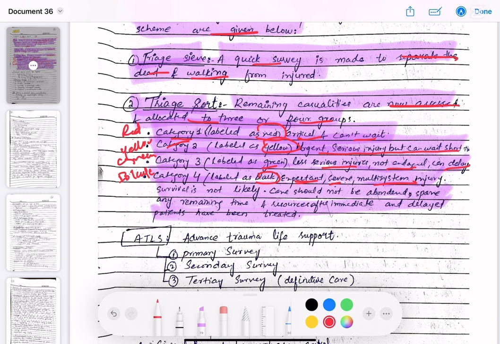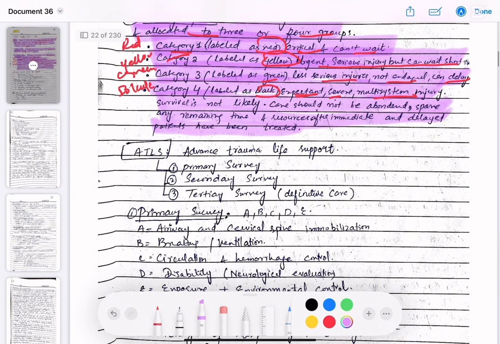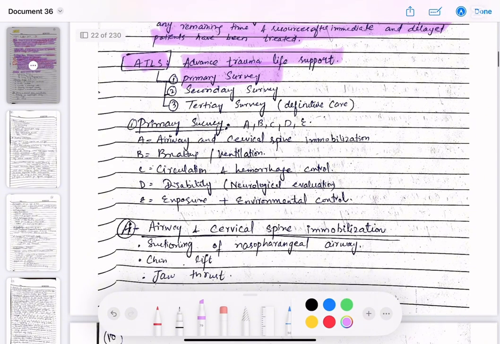Okay, so ATLS. ATLS is advanced trauma life support. We have the primary survey, secondary survey, and tertiary survey.